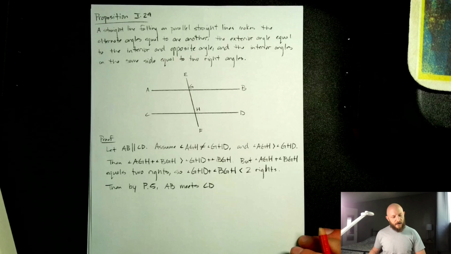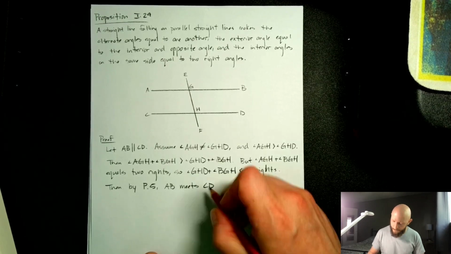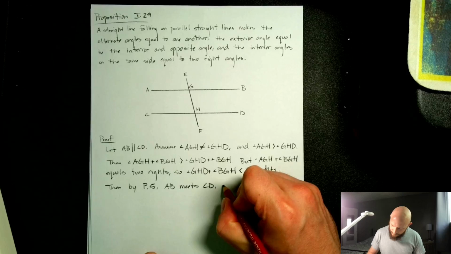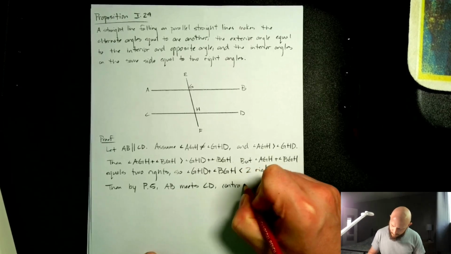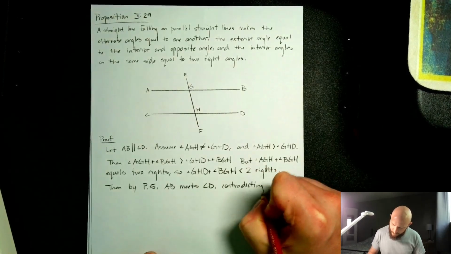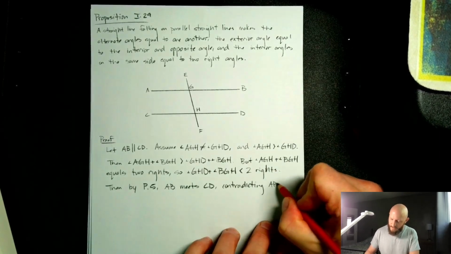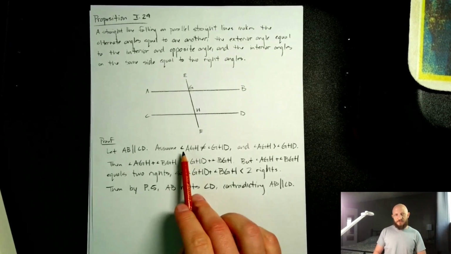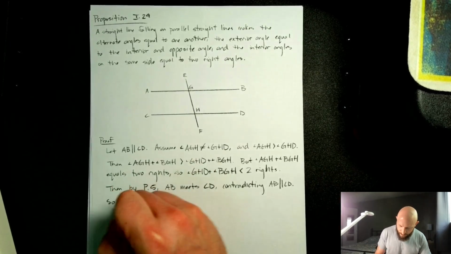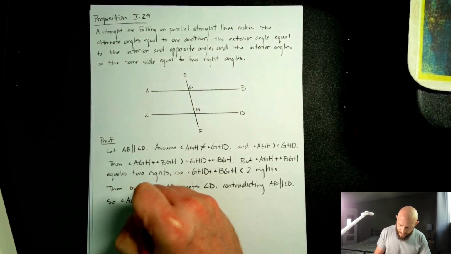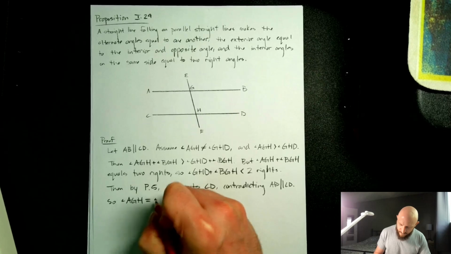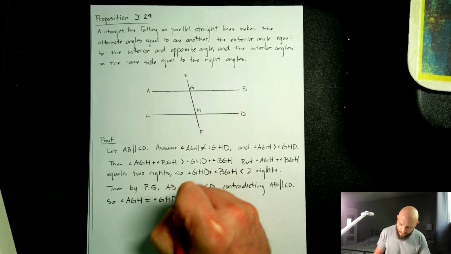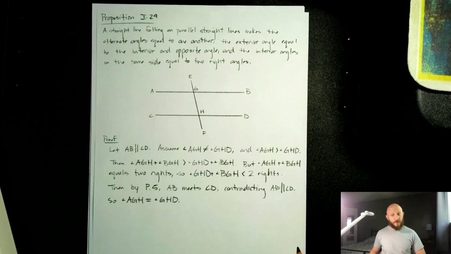And that is a contradiction, right? Because by hypothesis, they're parallel, contradicting that AB is parallel to CD. So this assumption was incorrect. So angle AGH does indeed equal angle GHD. And that's the first part of what we wanted to prove.